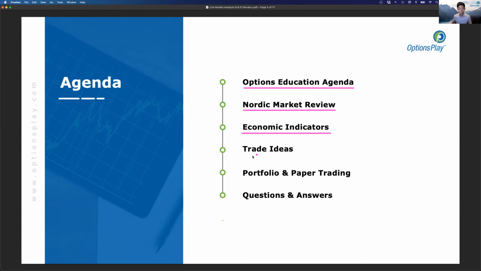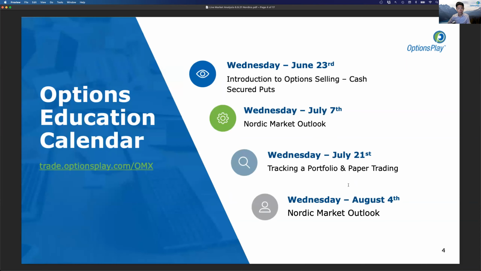And for all of the ideas that we're going to look at here today, we're going to show you how you can paper trade the ideas and track a portfolio of these ideas using OptionsPlay. Then we'll come back to those trade ideas 4 weeks later on our next live market analysis session. We're going to look at them together and see how they've performed and give you a better sense for how different strategies could work out for the different ideas that you may have. And then at the end, we'll open this up for Q&A.